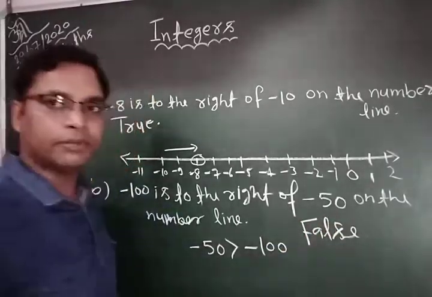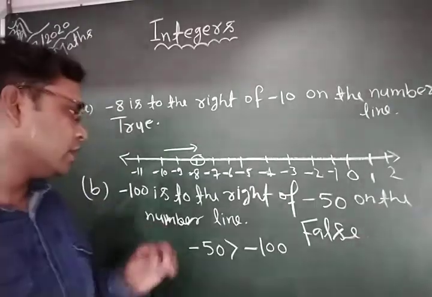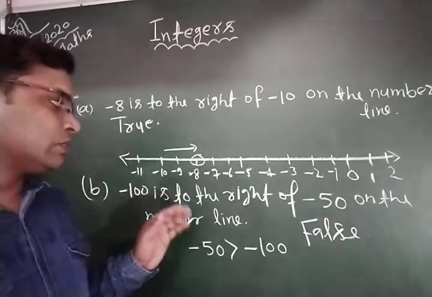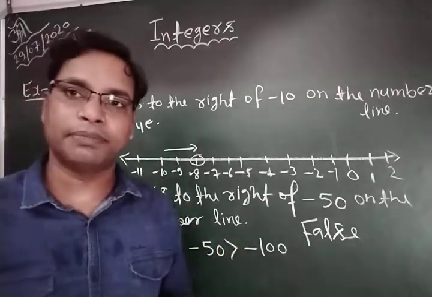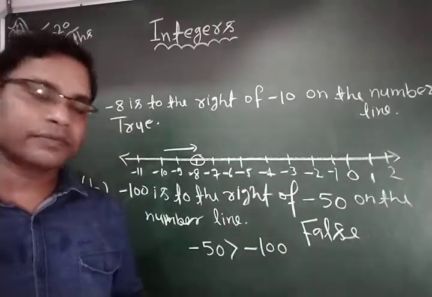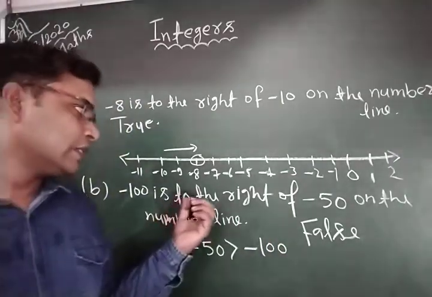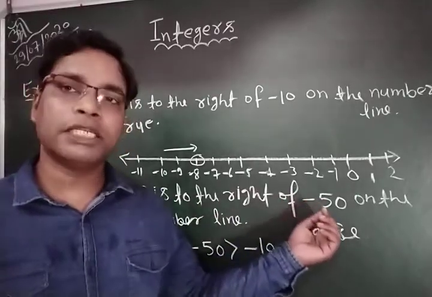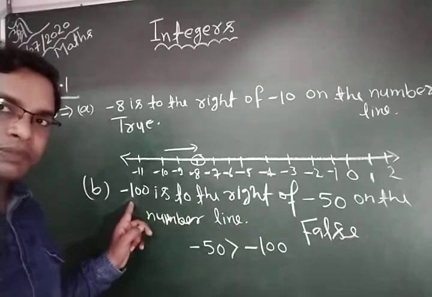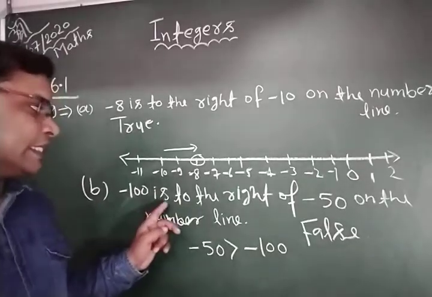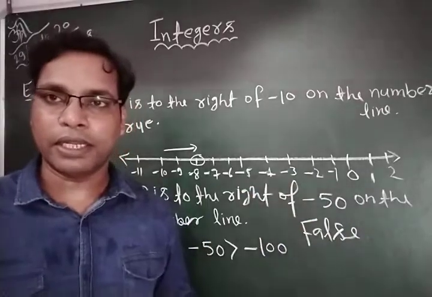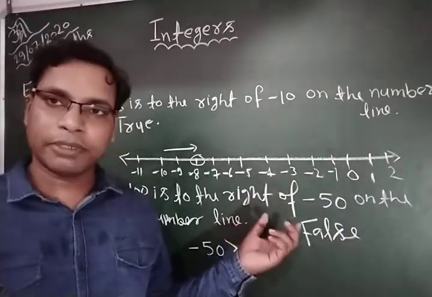This is a false statement. So what is the true statement? Here the statement is that minus 100 is to the left of minus 50 on the number line. Clear? You can say here, we write minus 50 is to the right of minus 100 on the number line. So the given statement is false.